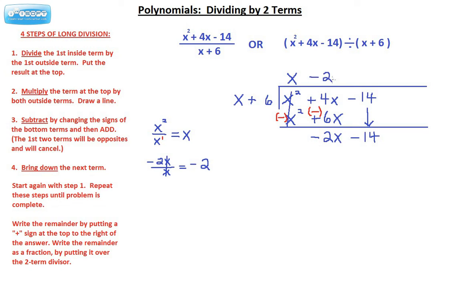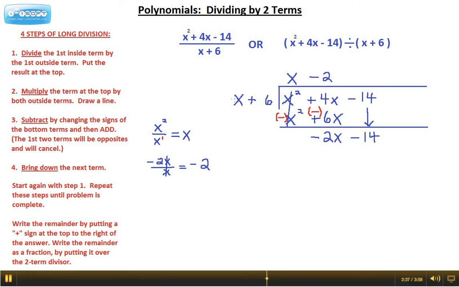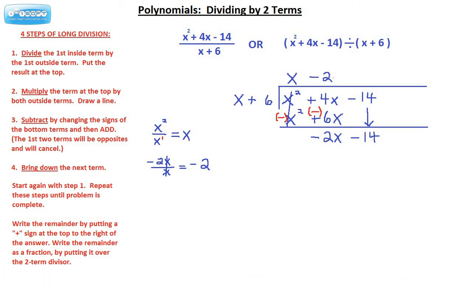Next, we multiply negative 2 times both outside terms, negative 2 times x and negative 2 times 6, and we write the result underneath. We draw a line, and this completes step 2. So we next do step 3.